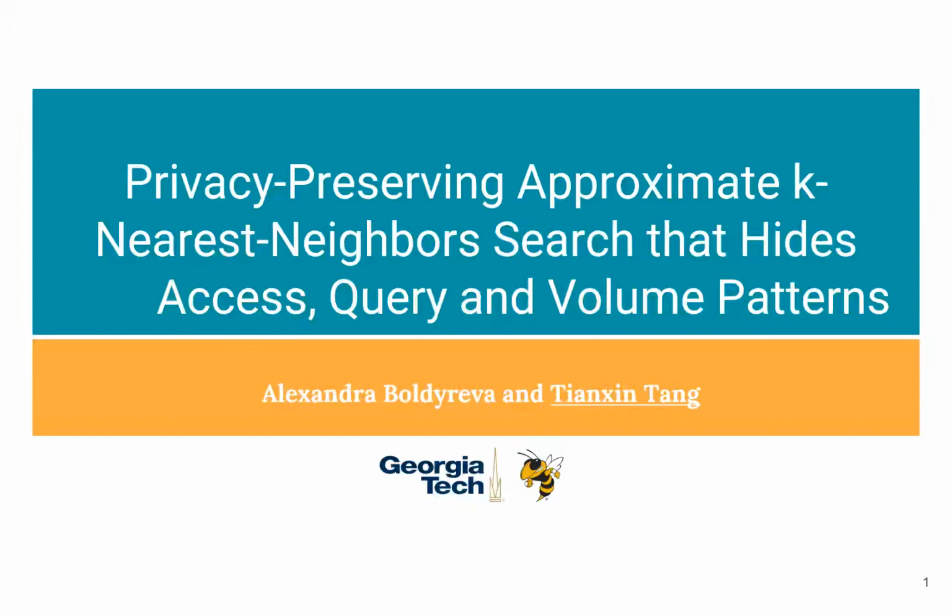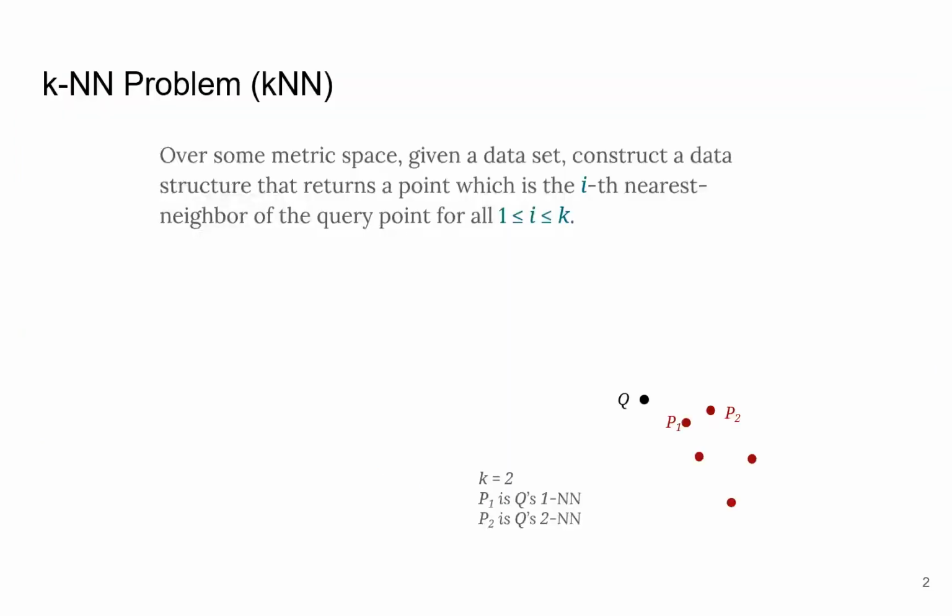I'm going to present a joint work with my advisor, Aurore Trieu Driver, on privacy-preserving approximate k-nearest neighbor search that hides access, query, and volume patterns. So let's get started by looking at the KNN problem.